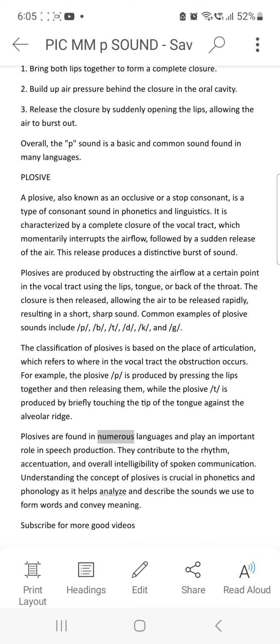Plosives are found in numerous languages and play an important role in speech production. They contribute to the rhythm, accentuation, and overall intelligibility of spoken communication. Understanding the concept of plosives is crucial in phonetics and phonology as it helps analyze and describe the sounds we use to form words and convey meaning.